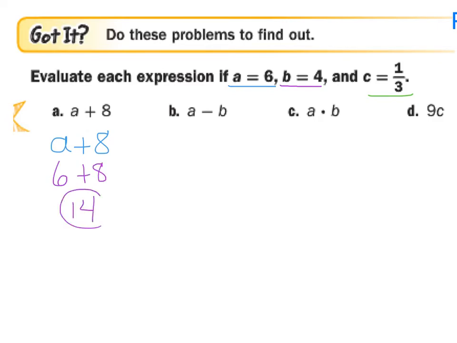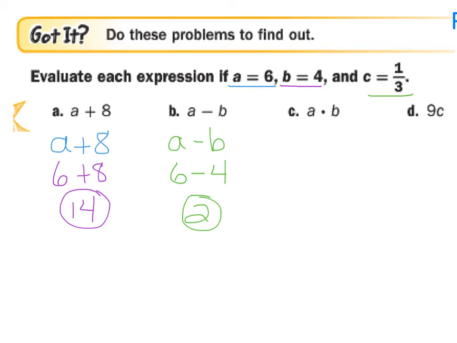And again, I know these are very simple. We could do these in our head. We're learning our process so that when we get to the more difficult expressions in 7th grade, you'll do just fine. So the next one, a minus b, we're going to take and replace the a and make it 6, and replace b and put in 4, and 6 minus 4 is 2.